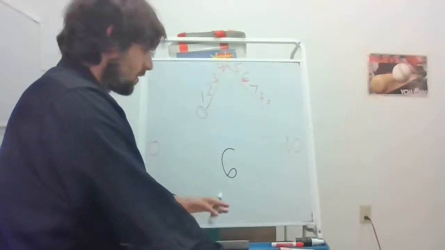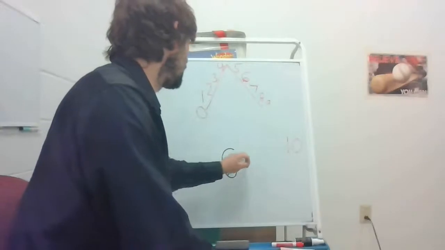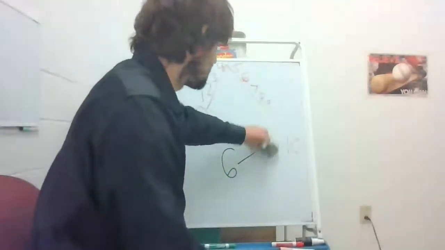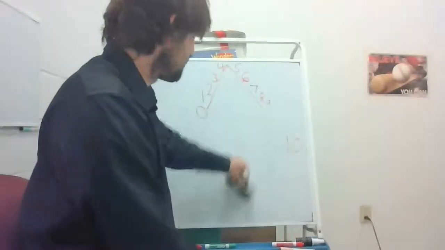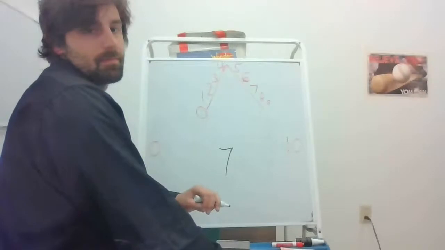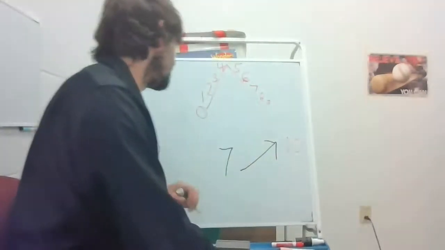Number 6. 5 or more raises the score. 6 is an even bigger number than 5. 6, we would round up to 10. 7. 5 or more raises the score. So 7, again, we round up to 10.